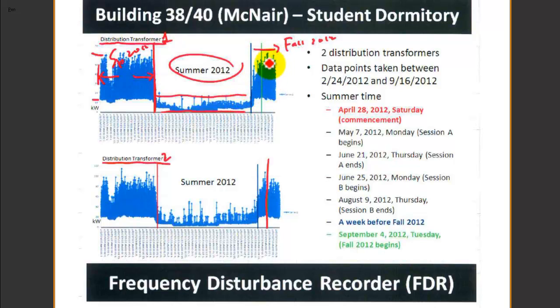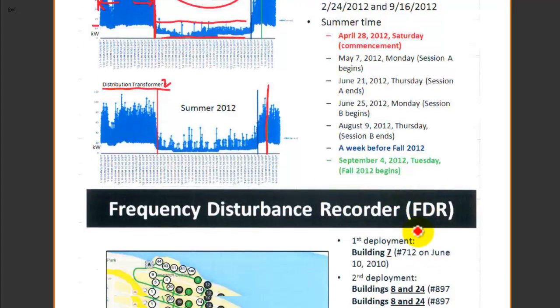it fluctuates from time to time, depending on the time of the day, and the same thing for the second feeder as well. This is the green part, and this is the summertime before the commencement. I think I highlighted a different date. September 4, a Tuesday, is when the fall 2012 semester begins.